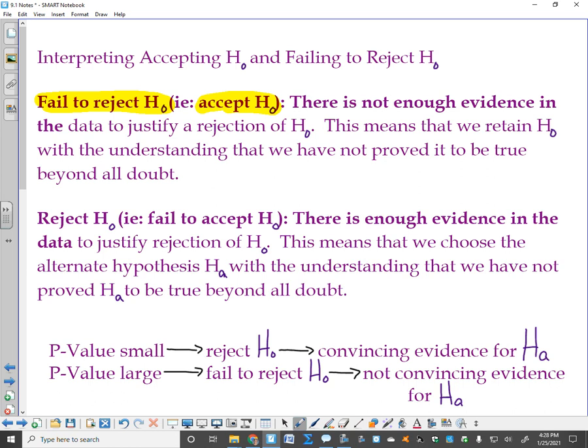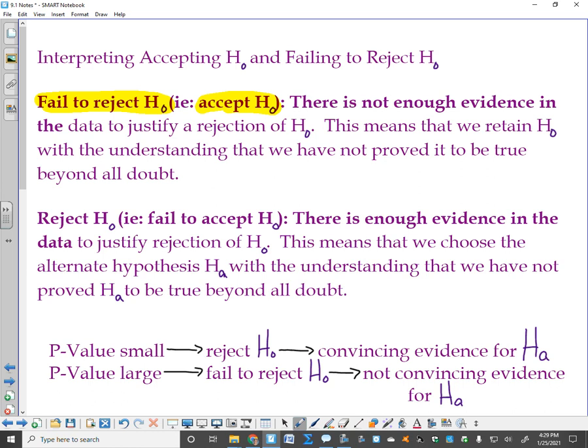Okay. If your p-value is really, really small, then the probability that the ladder fell on me by chance is tiny. So odds are we're going to reject H sub O. Miss Hunter is innocent? No, I reject that. I have enough convincing evidence for H sub A.